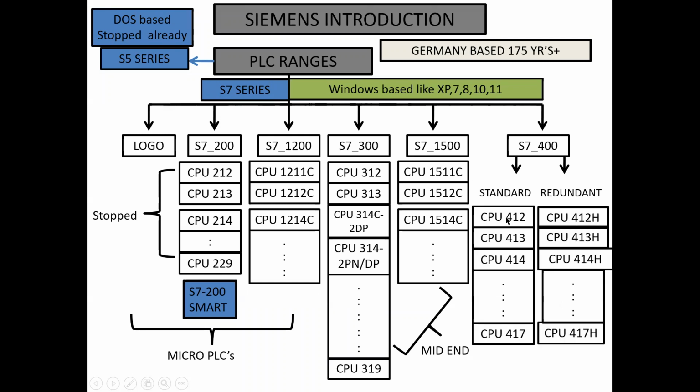So here in 400 we are having standard and redundant controllers. These redundant controllers are mostly used for redundancy purposes as well as in DCS applications. DCS stands for distributed control system, for high-end applications like in steel, cement, water treatment plants, thermal power plants, or any power plant. In such industries where we need a large number of analog inputs and outputs, especially, and digital IOs, that can be controlled using the 400 series.